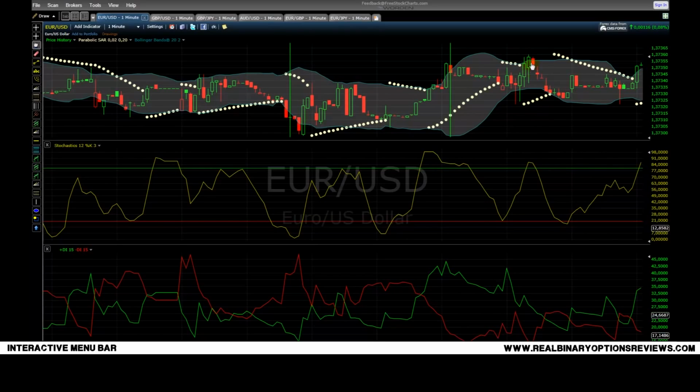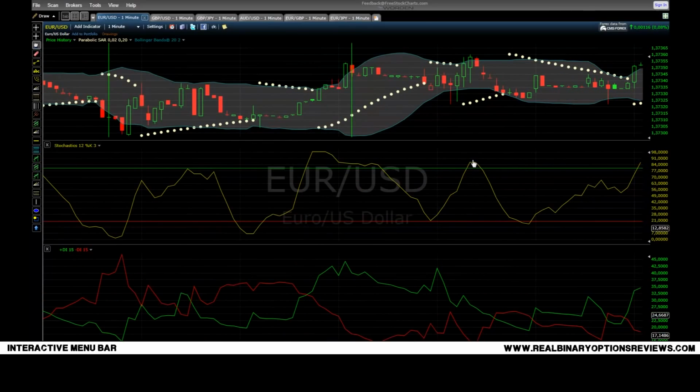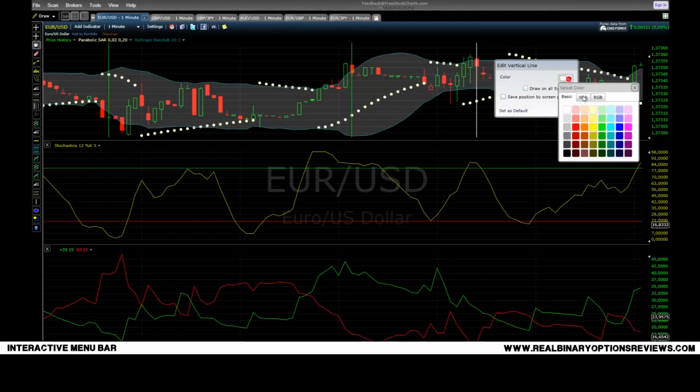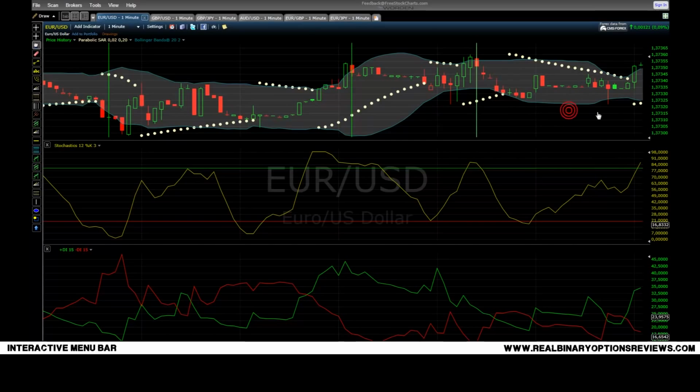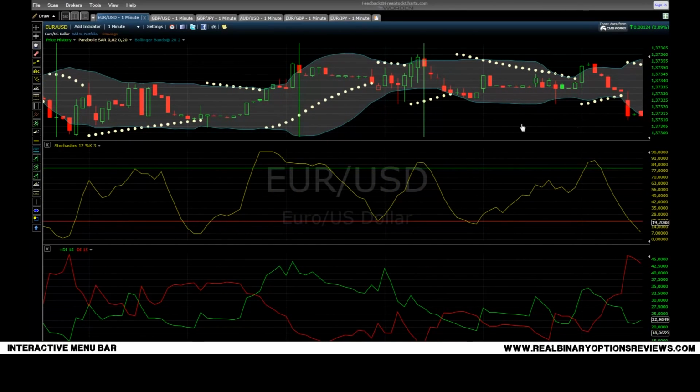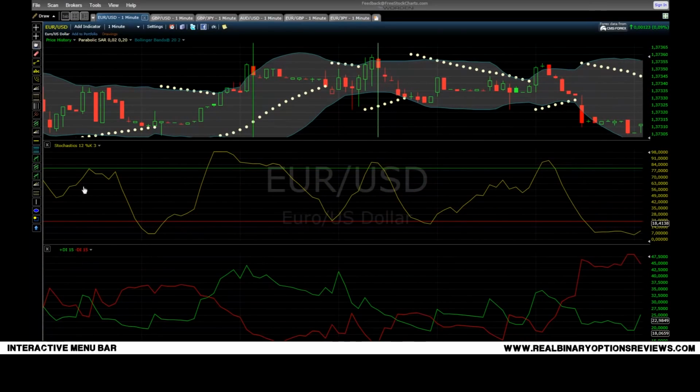And here, on the closure of this green candle, you can see the stochastic is above level 80, entering down, and it's a winning trade. So you can see what kind of high percentage of winning trades you can get just by following this very, very simple system.